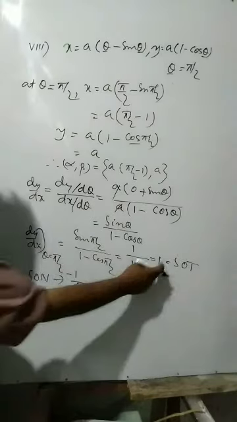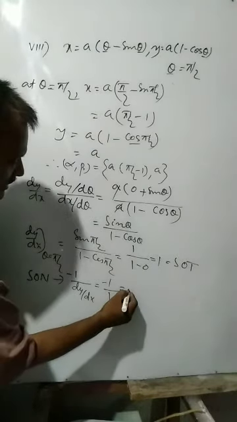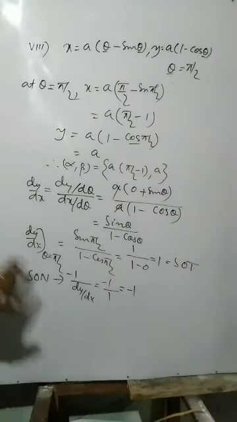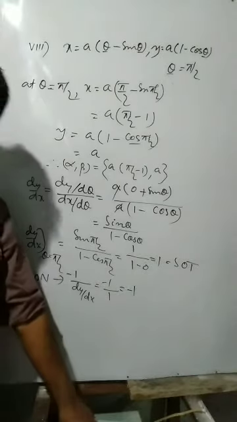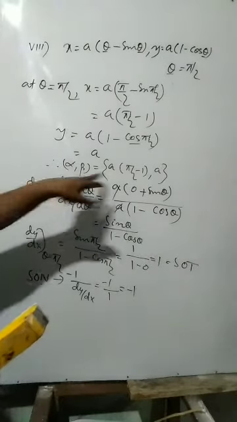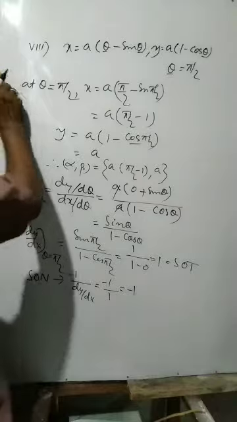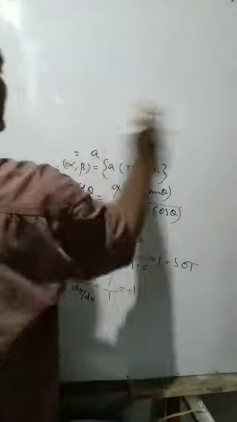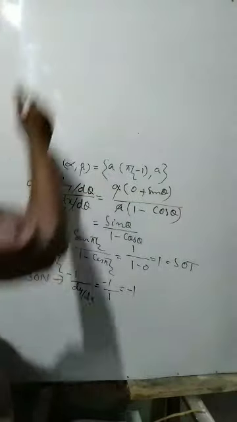dy by dx equal to 1. Here it is minus 1. So the slope of the normal and the slope of the tangent both came, and the point alpha beta also came. So now we have to find the equation.